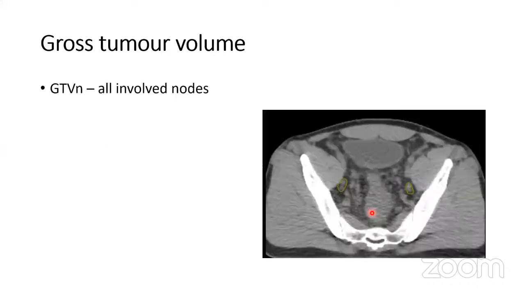Next is GTVN, which includes all involved lymph nodes. Search for lymph nodes within the mesorectum and search for extra mesorectal lymph nodes and contour all the involved lymph nodes.